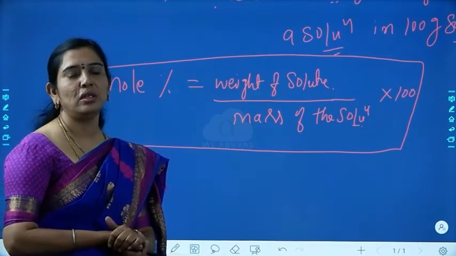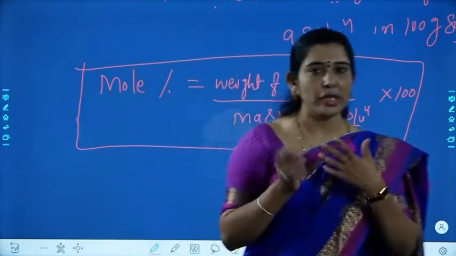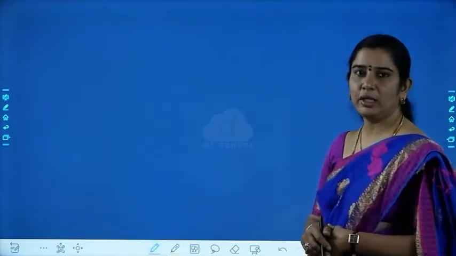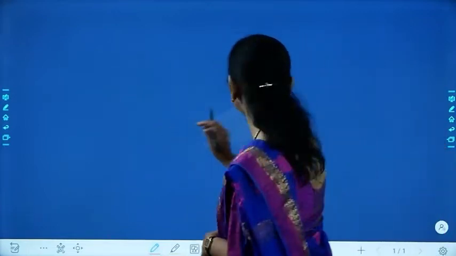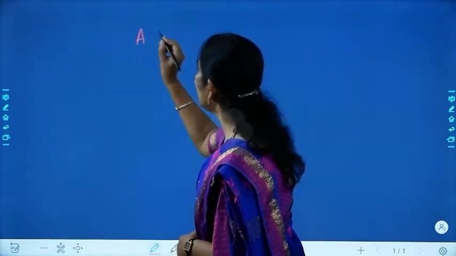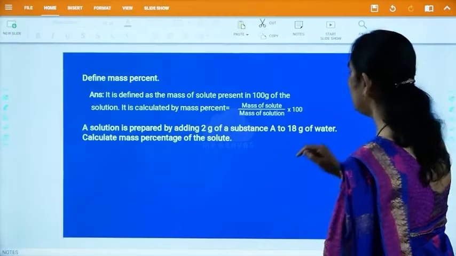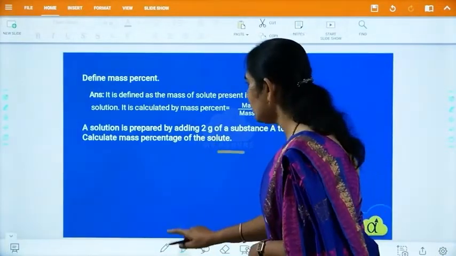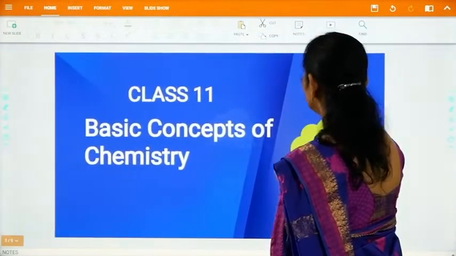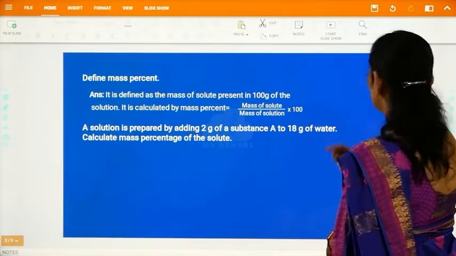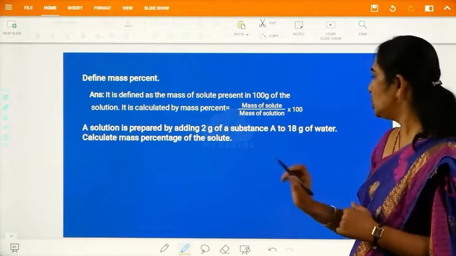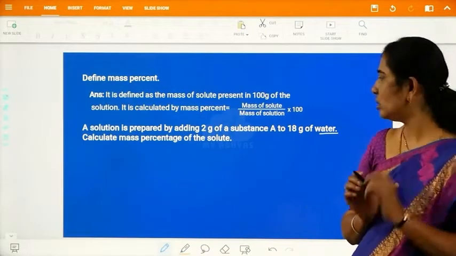I hope you understood. Now I am going to explain this with an example. So now I am going to take one example. For example, a substance. What is the substance that we are going to take? You assume the substance we are going to take is A. So now I will show the numerical here. For example, look at here. We prepared a solution. To prepare the solution, water is chosen as the solvent.